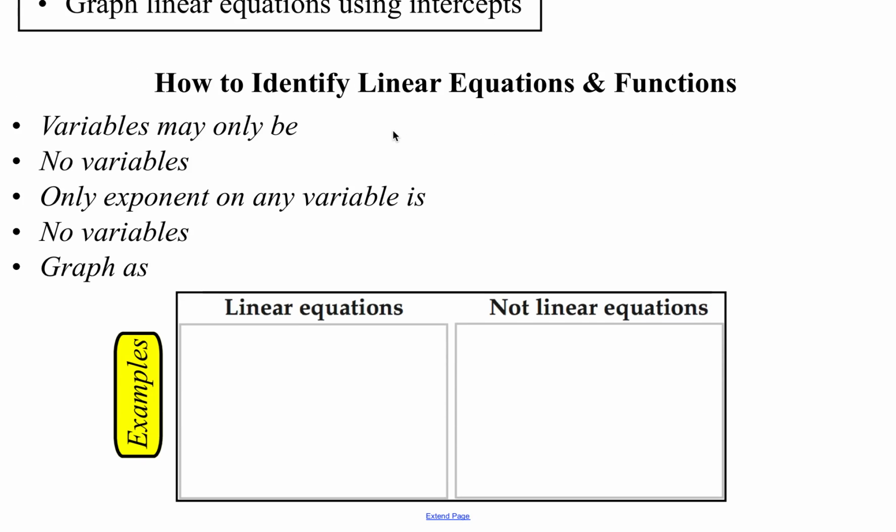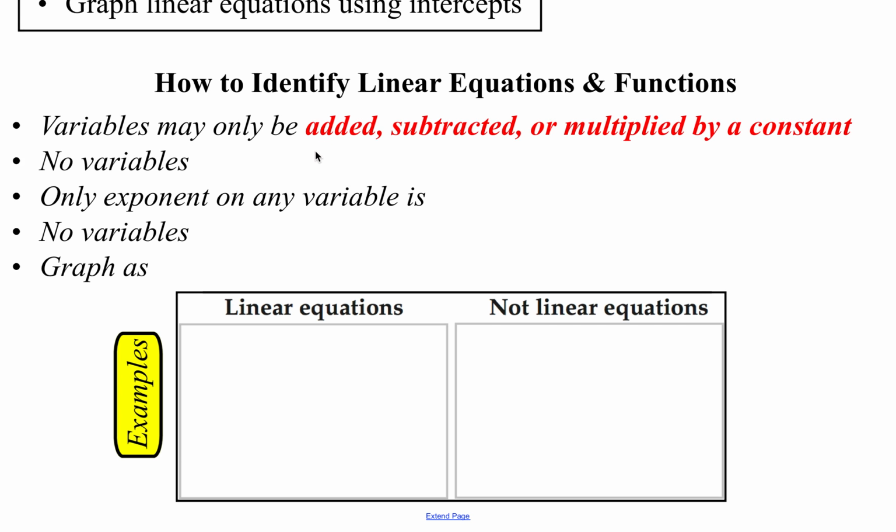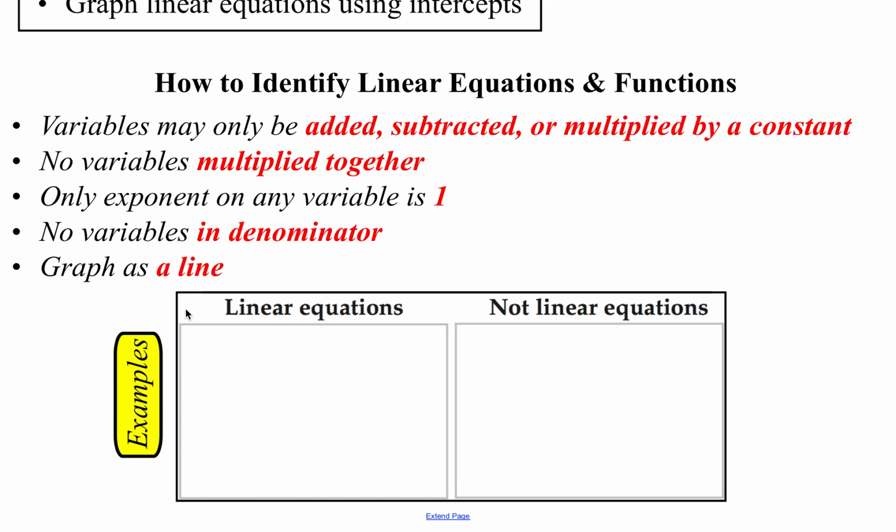Well, in order to be a linear function or a linear equation, the variables can only be added, subtracted, or multiplied by a constant. They can't be multiplied by each other. It has to be a number. So you have a variable and a number that are either added, subtracted, or multiplied. No variables can be multiplied together, so things like xy would not be linear. And the only exponent on any variable is 1. That's the highest exponent you can have for it to be linear. We also can't have variables in the denominator, and it has to graph as a line.